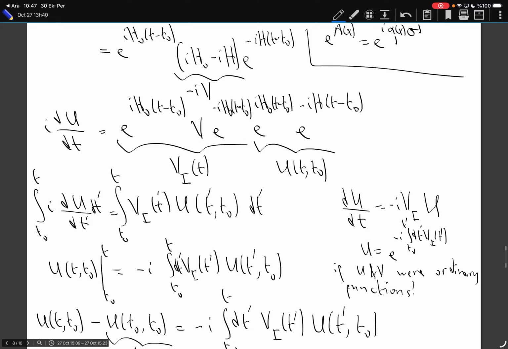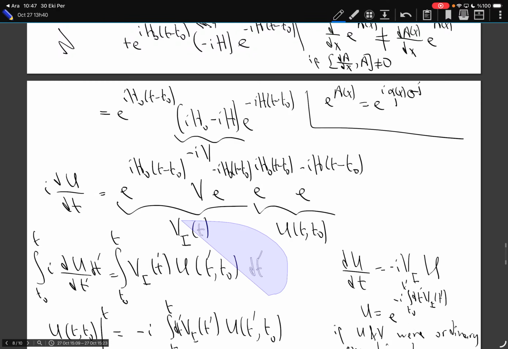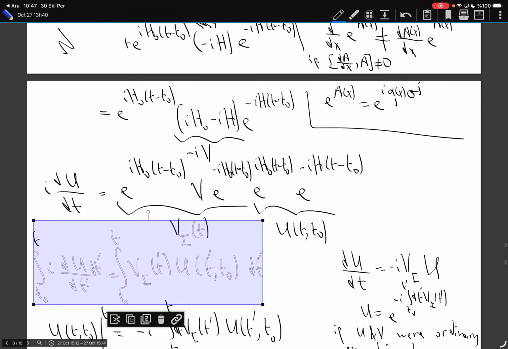Here we have the time derivative of U. Well, the time derivative of U is just V times U. Of course, now V is not the time-independent V, but the V in the interaction picture. Since in the interaction picture, operators are evolving only due to H0, in principle, we know what Vi is. We know V, so we can calculate Vi. So this just looks like a very simple first-order differential equation with the given boundary condition.